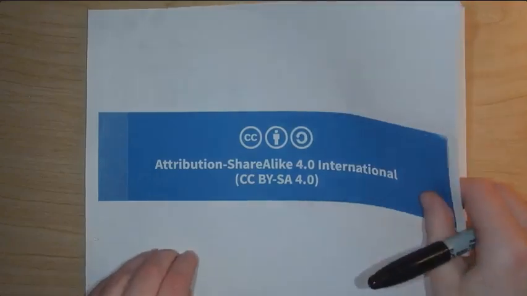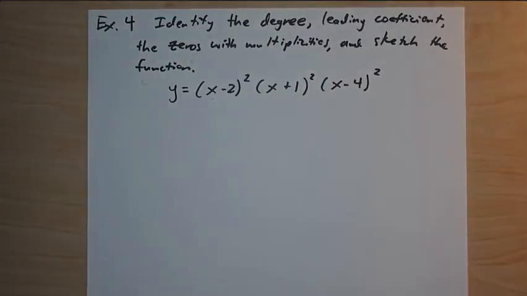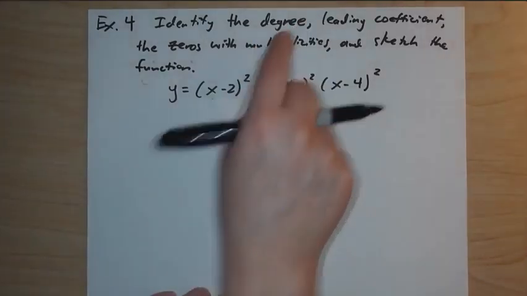This is Lab 26, Example 4. We want to identify the degree, the leading coefficient, the zeros with multiplicities, and sketch the function. We have the function y is equal to (x minus 2) squared times (x plus 2) squared times (x minus 4) squared. So first we're going to identify the degree.